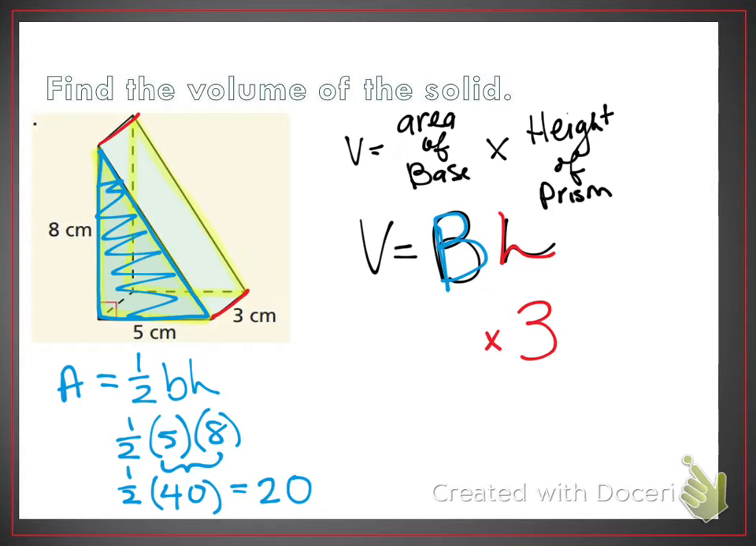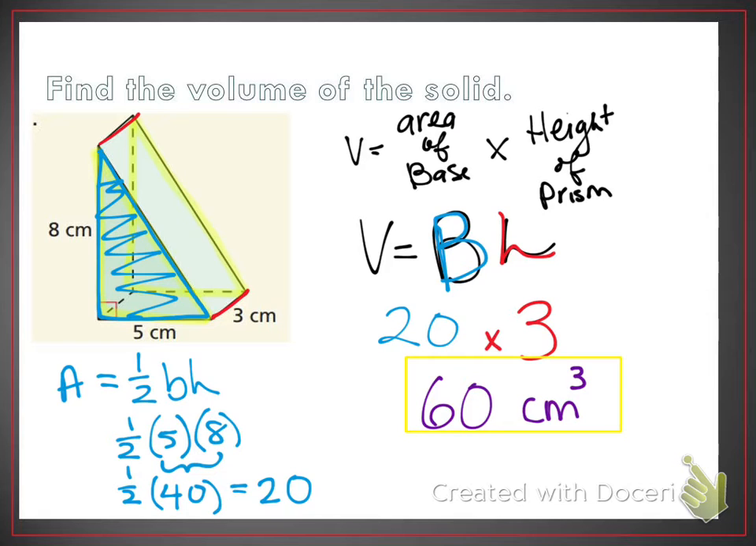Do I circle this answer? No, what do I do with it? Plug it in. The area of the base is 20 times the height of the whole shape, which is 3. 20 times 3 is 60. We say centimeters cubed. Good. Questions on this first one?